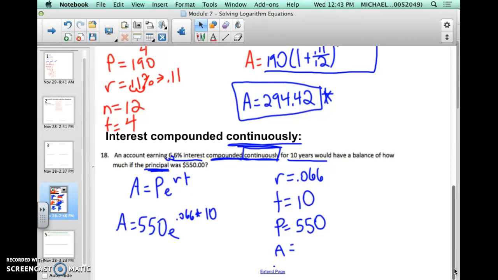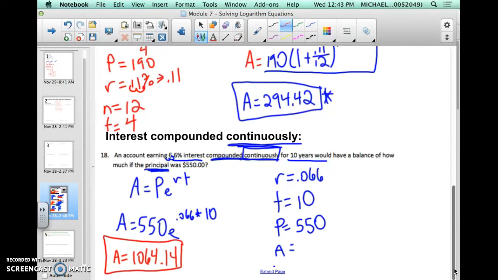Or there's an E on the right-hand side as well. But I'm going to hit second LN to bring up E, and then it automatically gives me a power. And in that power, I'm going to do 0.066 times 10. And my final answer, A, equals 1064.14. Make sure you got that on your calculator so that you know how to enter it into the calculator correctly.